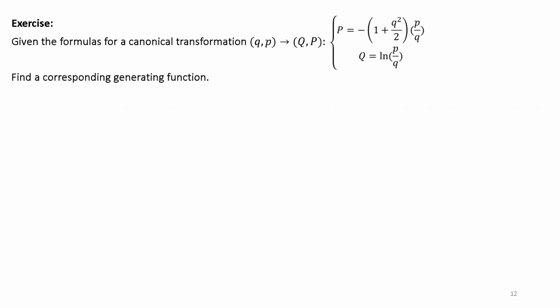Next, this time is like an inverse problem. Suppose I told you that I have made a canonical transformation like this, and then I want you to find the corresponding generating function.